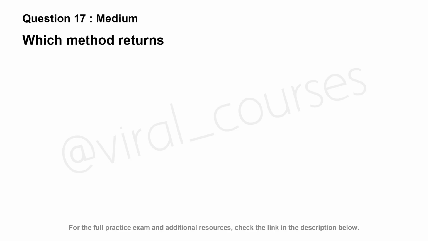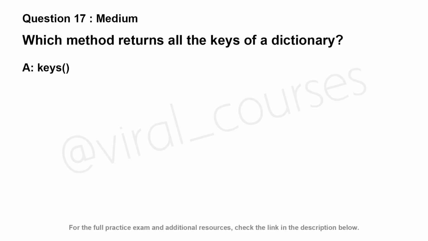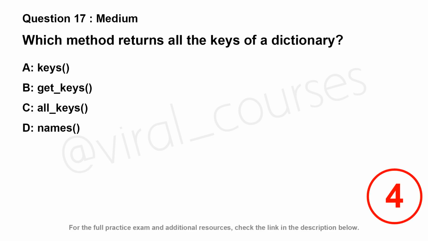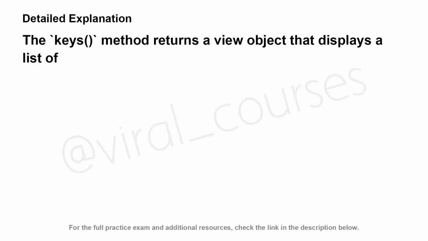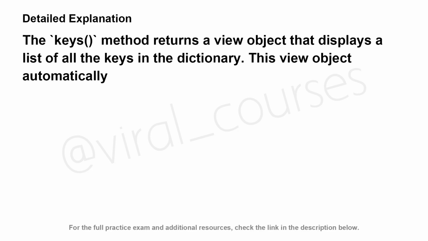Which method returns all the keys of a dictionary? Option A, keys(). Option B, get_keys(). Option C, all_keys(). Option D, names(). The correct answer is A. The keys() method returns a view object that displays a list of all the keys in the dictionary. This view object automatically updates if the dictionary is modified.